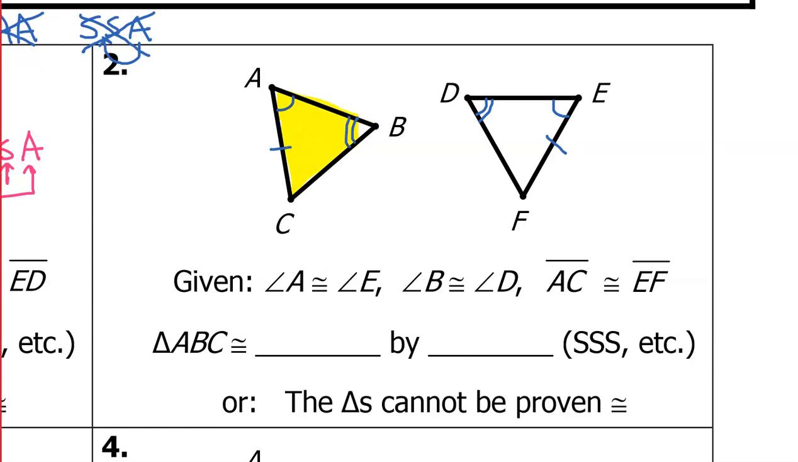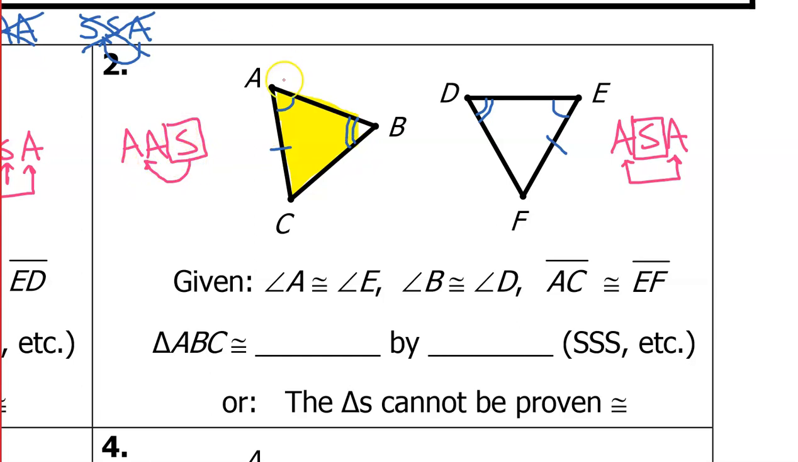I see that we have two angles and a side. So that's either going to be angle, angle, side, or it will be angle, side, angle. Right? Both of these involve two angles and a side. If the side is between the two angles, then it will be angle, side, angle. If the side is not between the two angles, then it will be angle, angle, side.